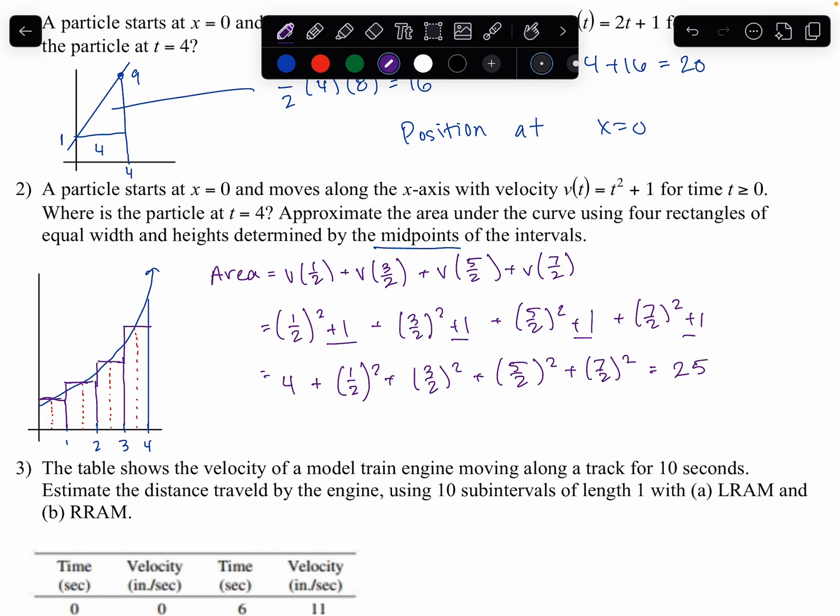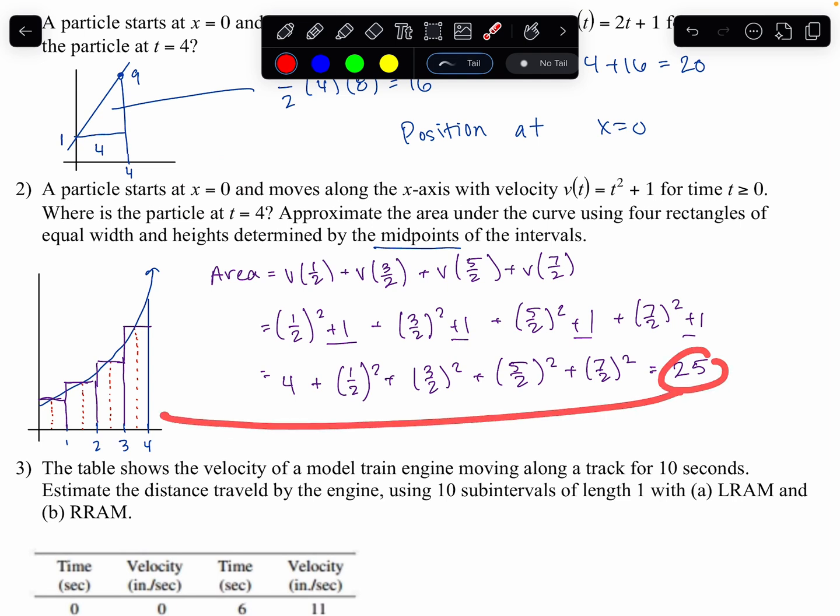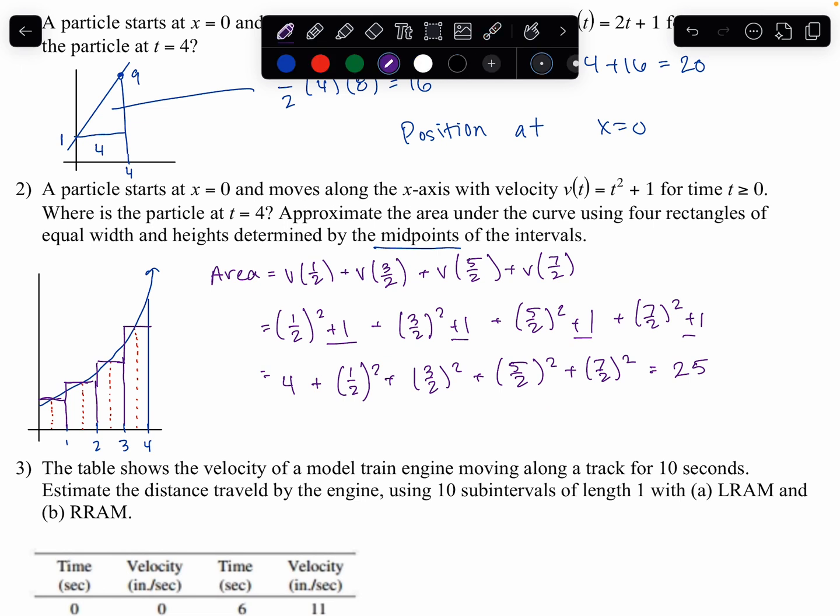And so since the position started at 0, the accumulation under our velocity curve is estimated to be 25. It's not actually 25, but it is our approximation. And so what we're going to say here is that the position of the particle will be at x equals 25 approximately, at t equals 4.